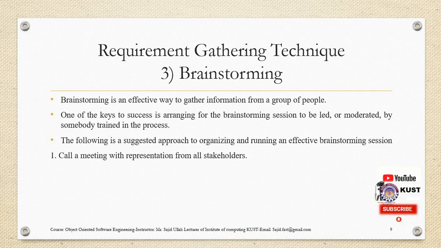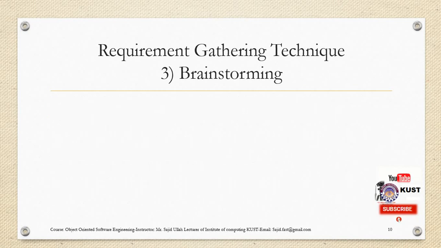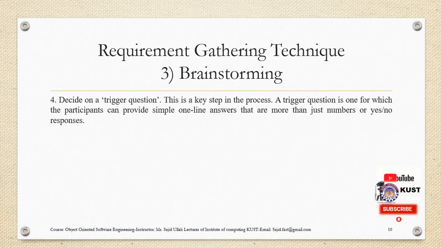The following is a guideline for running brainstorming sessions. First, call a meeting with representatives from all the stakeholders. Effective brainstorming sessions can be run with 5 to 20 people. Appoint an experienced moderator, also known as a facilitator, that is someone who knows how to run brainstorming meetings and will lead the process. The moderator may participate in the discussions if he wants. Arrange the attendees around the table and give them plenty of paperwork.